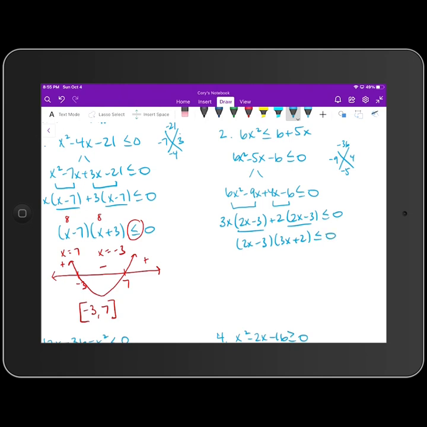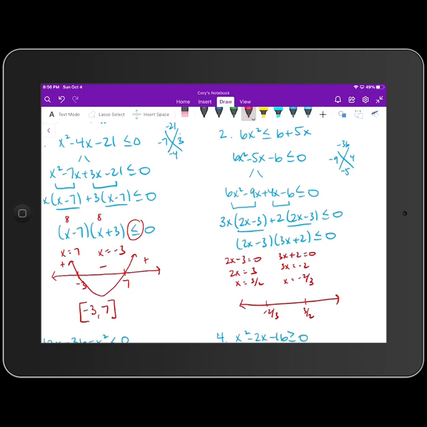Okay, so we want to figure out where each of these factors here are going to be equal to 0. So 2x minus 3 is equal to 0 when 2x is equal to 3 and x is equal to 3 halves. And then 3x plus 2 is going to be equal to 0 when 3x is equal to negative 2, which makes x equal to negative 2/3. So we're going to list those values in order from smallest to largest.